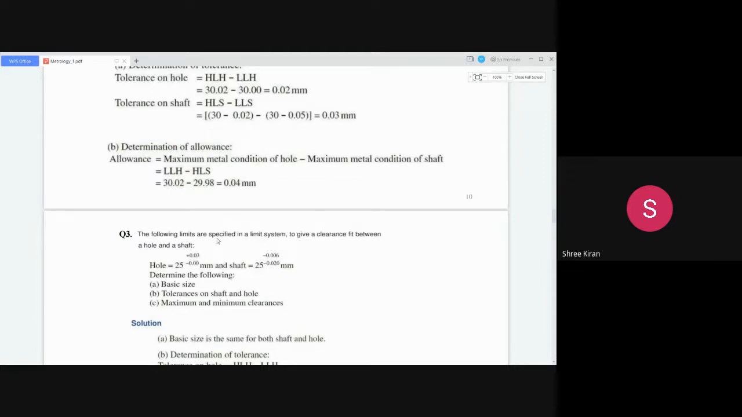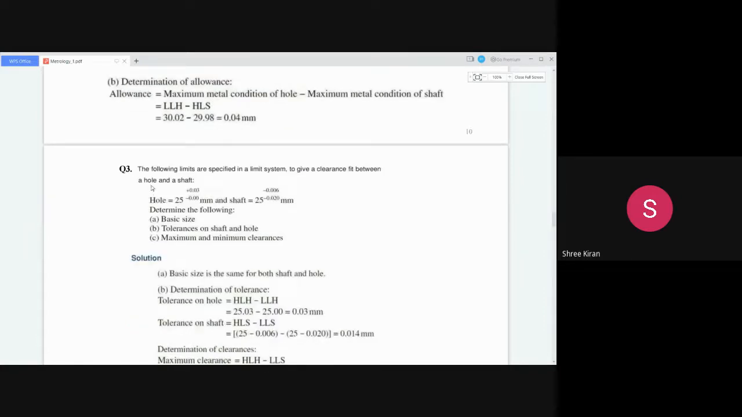So what happens over here is the following limits are specified in a limit system to give a clearance fit between a hole and a shaft. The hole is 25 plus 0.03 and minus 0.00 mm, and the shaft is 25 minus 0.006 and minus 0.020 mm. We are requested to determine the basic size of the shaft and the hole, the tolerance of the shaft and the hole, and the maximum clearance.